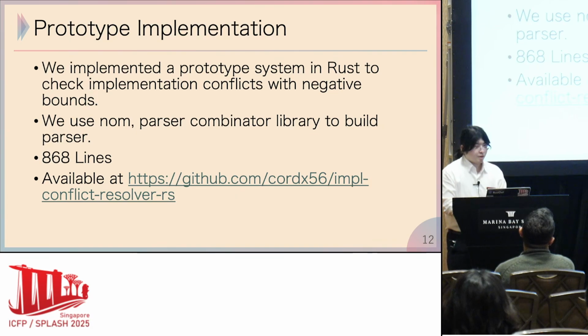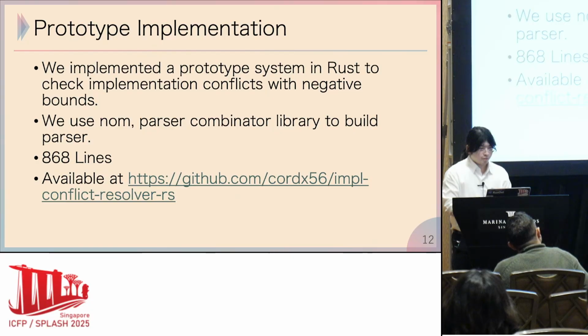We implemented a prototype system in Rust to check implementation conflicts with negative bounds. We use a non-parser combinator library to build the parser. It has 8,068 lines. It is available at a GitHub repository.